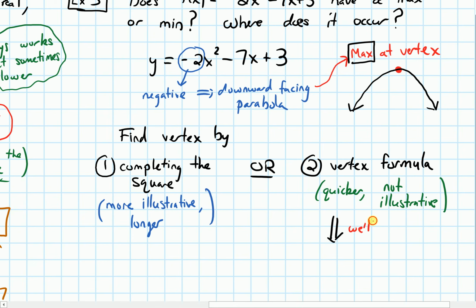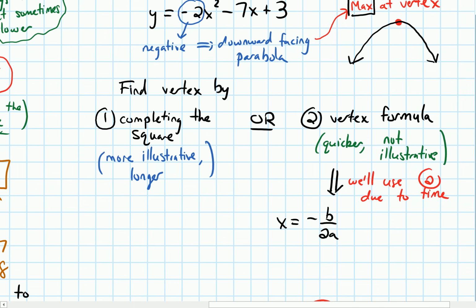Nonetheless, we will use the vertex formula due to time. The vertex formula is x equals negative b over 2a. This is the x coordinate of the vertex. I'm going to highlight this: x equals negative b over 2a.